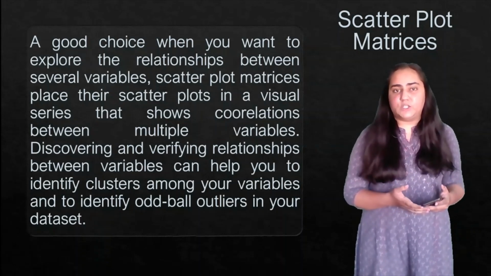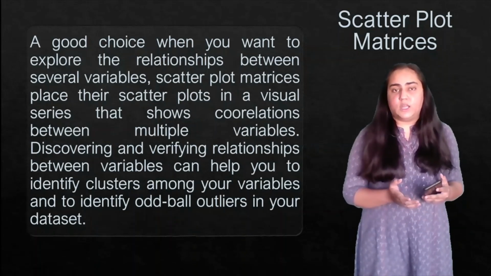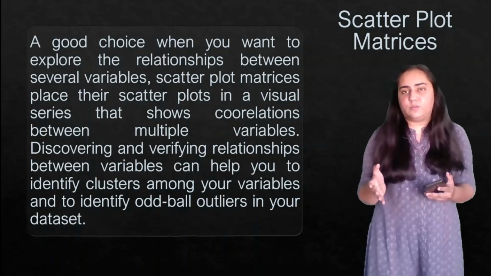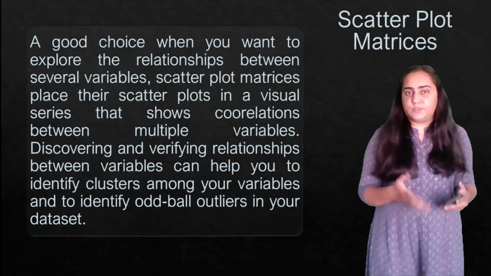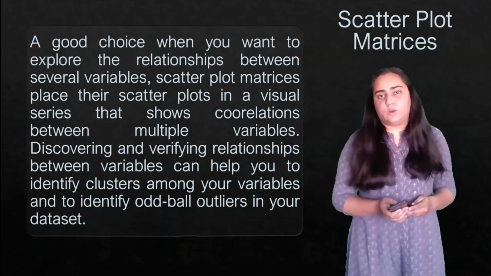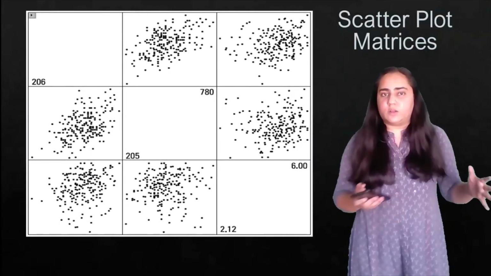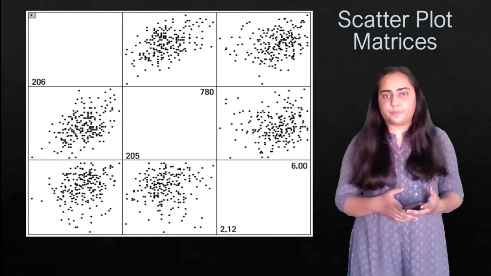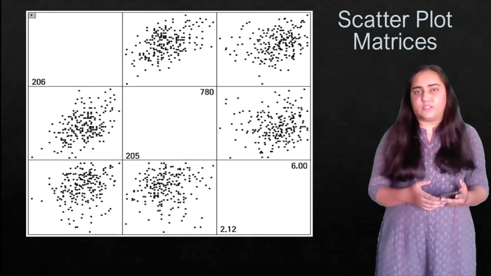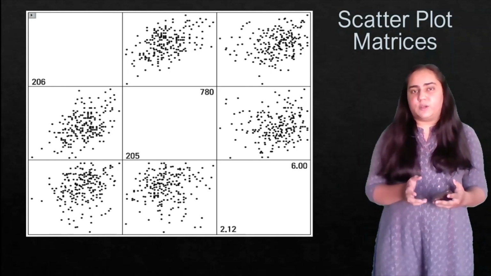Discovering and verifying relationships between variables can help you to identify clusters among your variables and to identify oddball outliers in your data set. So creating scatterplot matrices helps you to identify outliers as well as clusters in your data set. Data which is very similar and data which is not similar at all, it's somewhere far away. Here you can see an example of scatterplot matrices. This is what they look like. You can see there are different boxes, and within those boxes there are scatterplots.